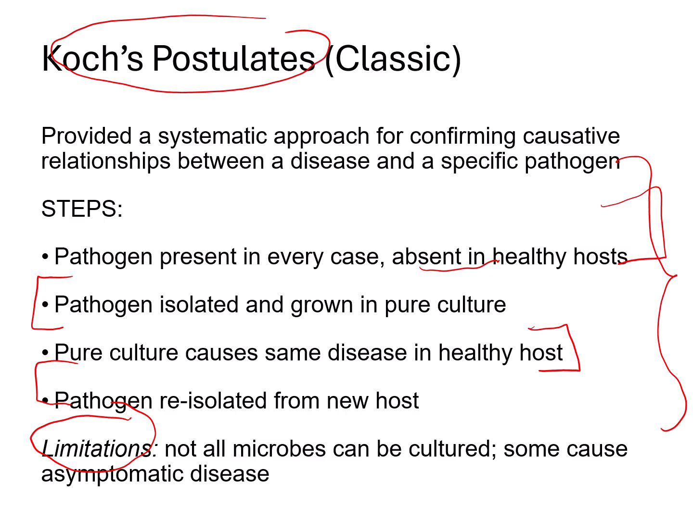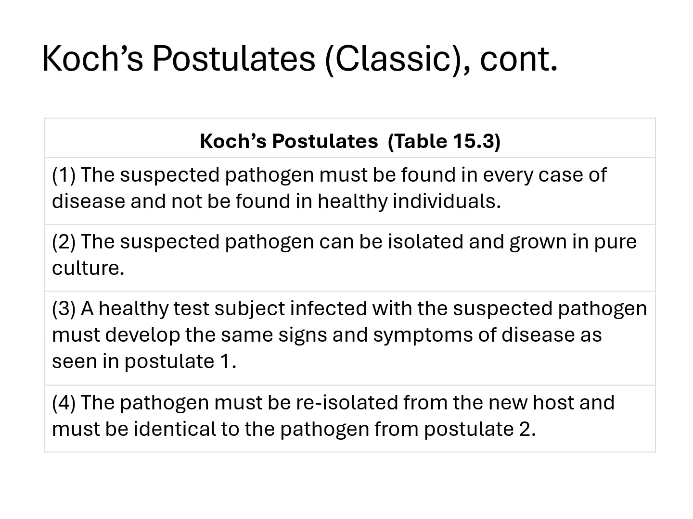Some people also carry pathogens asymptomatically, right? They don't have any symptoms, and not all hosts are equally susceptible to disease. Our book also has a nice table covering those 4 postulates again. So Koch's postulates tell us that the pathogen has to be found in every case of the disease, but not in healthy individuals. You have to be able to grow the pathogen in pure culture, and then we're going to take a new host and infect them or inoculate them with a pure culture.